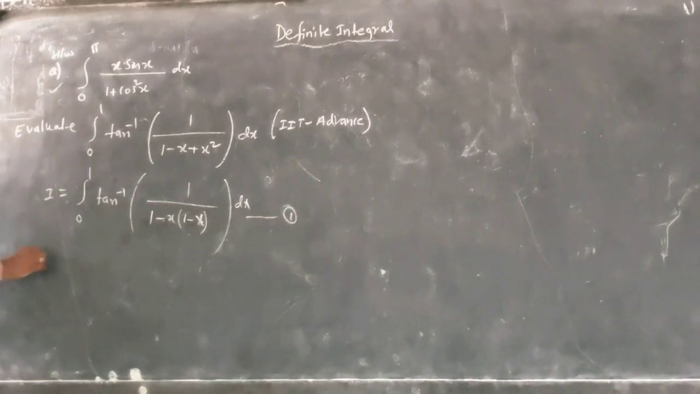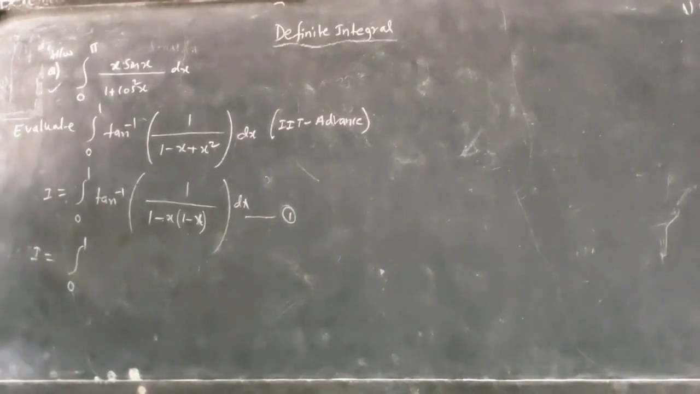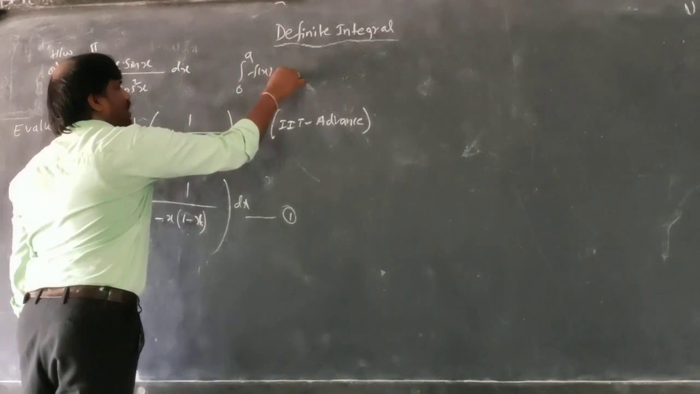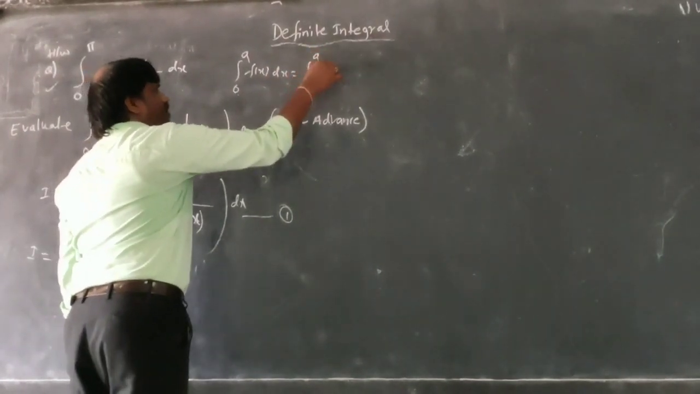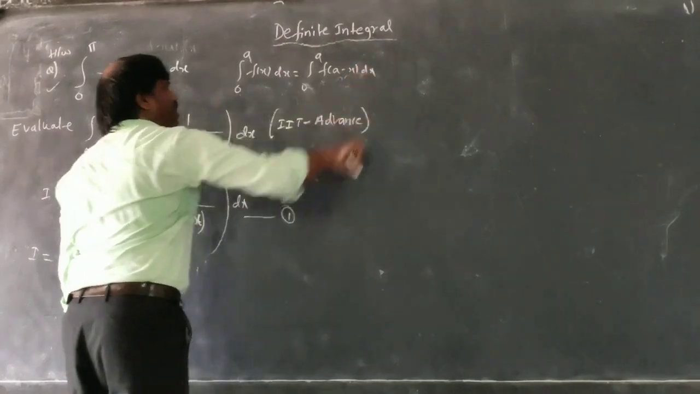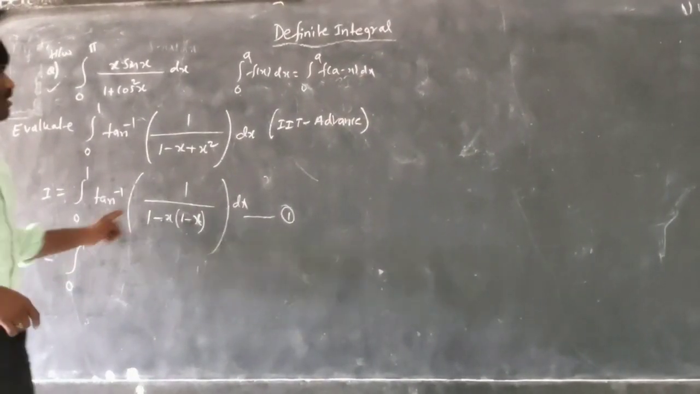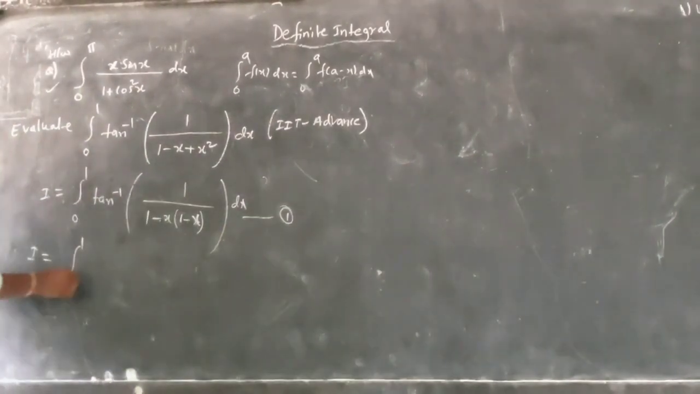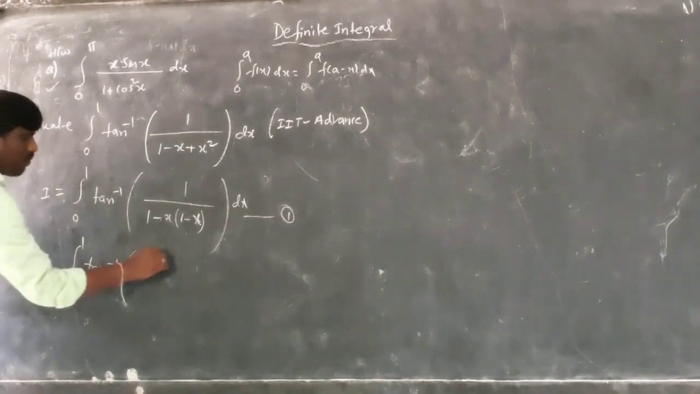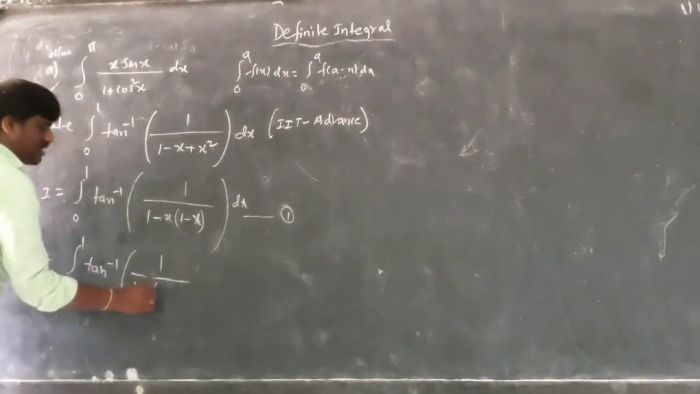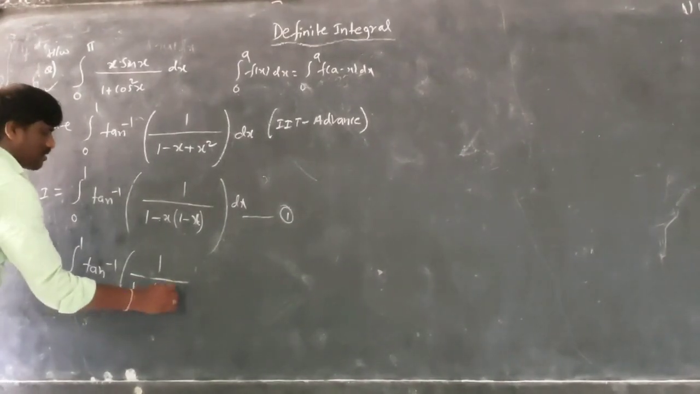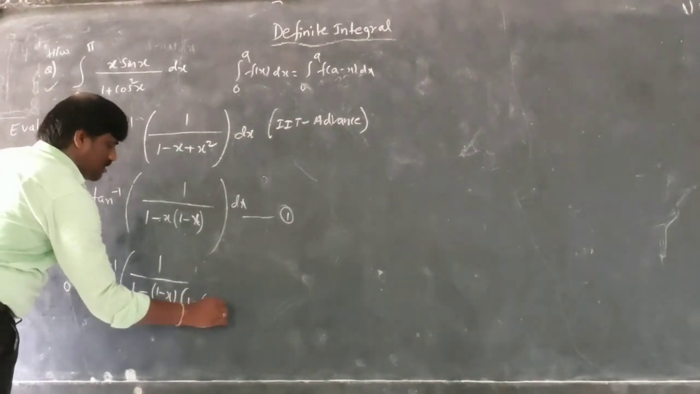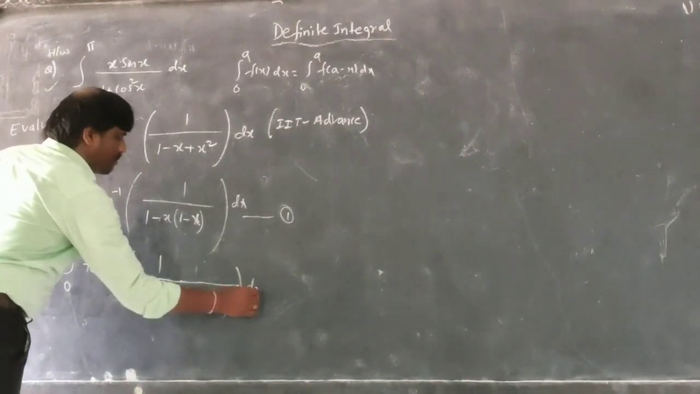I'll apply the King's rule, what I am going to get, integration 0 to 1. What is the King rule that will be applied here? Integration 0 to a of f(x) dx can be written as integration 0 to a of f(a minus x) dx. According to this, 0, 1 means a is 1. 1 minus x I have to substitute. Wherever x is there, I have to substitute 1 minus x. So tan inverse 1 upon 1 minus, in the place of x I can write 1 minus x. And here in the place of x, what I write, 1 minus of 1 minus x. Okay, dx.